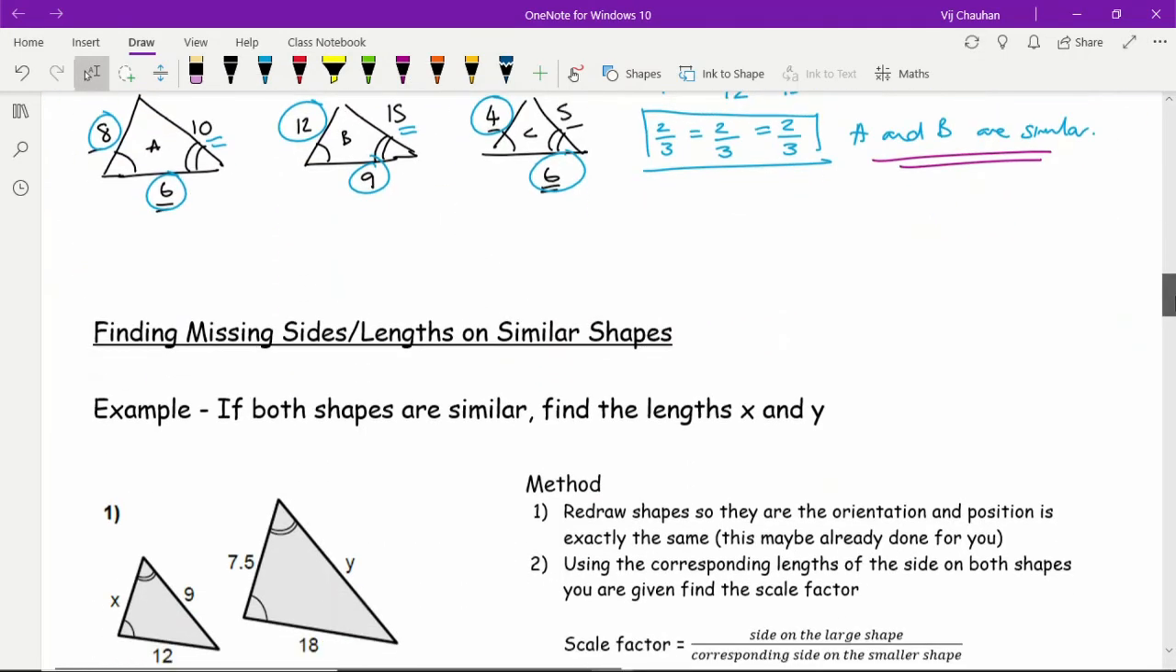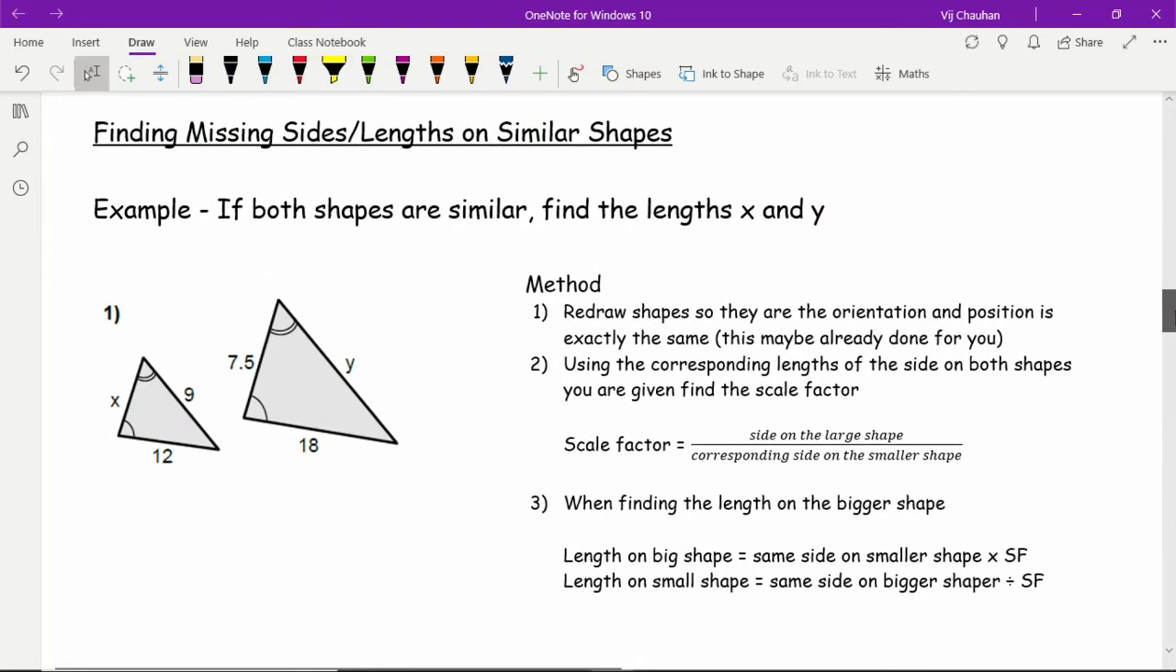So the question that you're more likely to get asked is to find the missing sides or lengths on similar shapes. So as an example in the next set of examples I'm going to show you, we've been told that the shapes are similar. And what we need to do is find the lengths x and y.